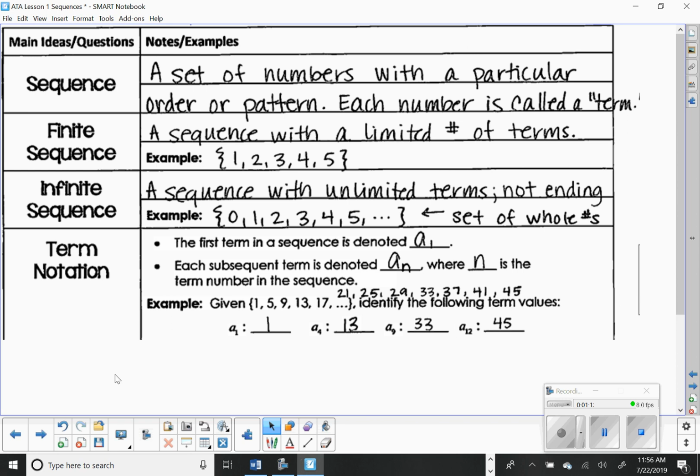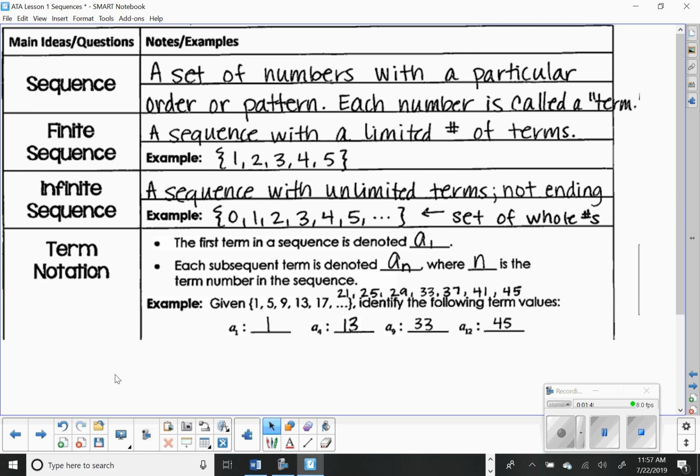An infinite sequence is just what it sounds like. It is a list of numbers that have a pattern or an order, and it's unlimited. It doesn't end. It keeps going on forever and ever. So the set of whole numbers, that's an infinite sequence. Now, term notation. The first term in a sequence is denoted as a sub 1. A doesn't mean anything. It's a way of talking about the first term. Each subsequent term is denoted a sub n, where n is the term number in the sequence. So a sub 4, that's the 4th term in the sequence.